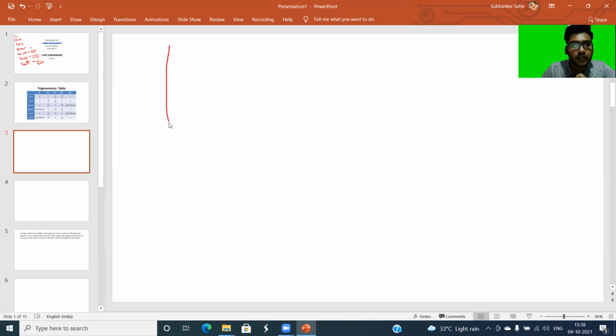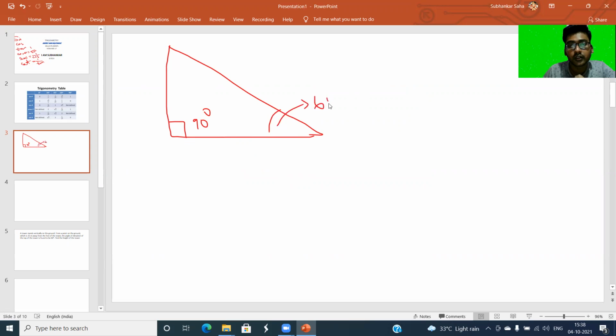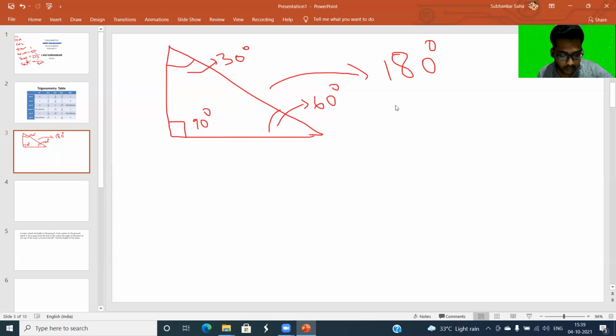Let it be a triangle. What type of triangle is it? It is a right triangle, which means it has a 90 degree angle. Then the sum of the other angles is 90. If one is 60 degrees, then the other is 30 degrees. In a triangle, the sum of the three angles is 180 degrees.